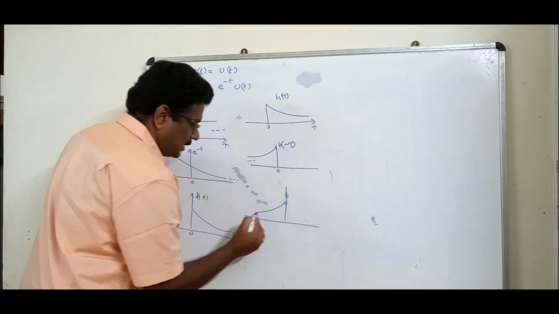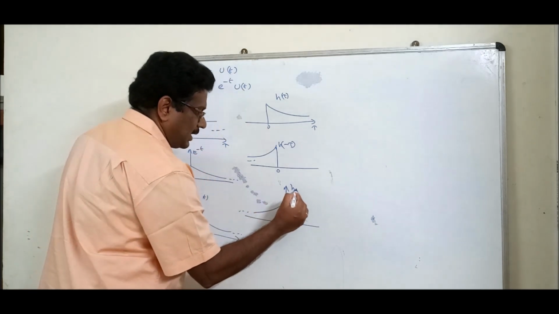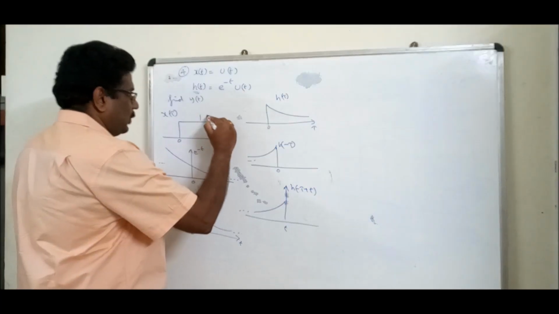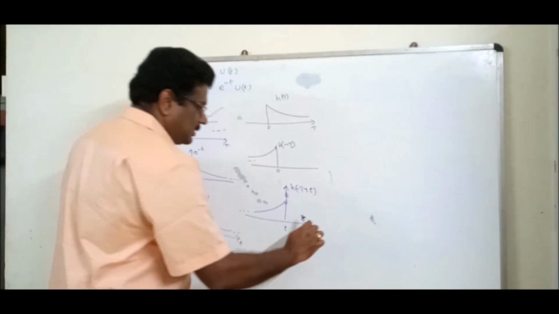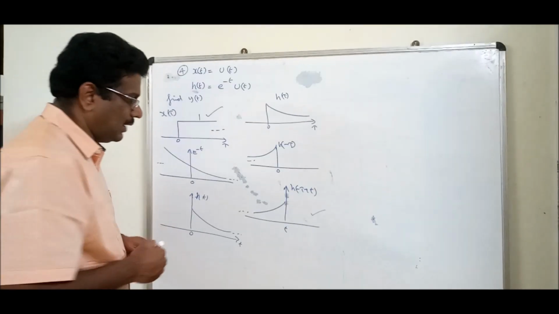And what about the generalizing statement? 0 plus t, am I right? h of minus tau plus t. So this is your fixed signal, and this is your moving signal. Using these two sketches, we have to start the convolution.